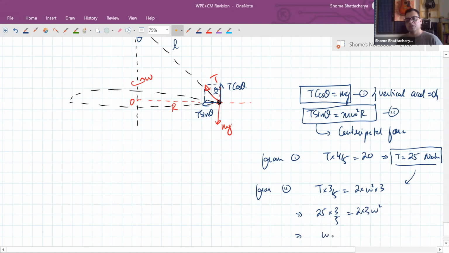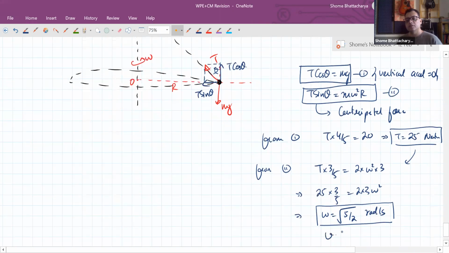So we can see that omega is becoming square root of 5 by 2 radians per second. So the linear speed of the particle in the circular track is r omega, which is so much.